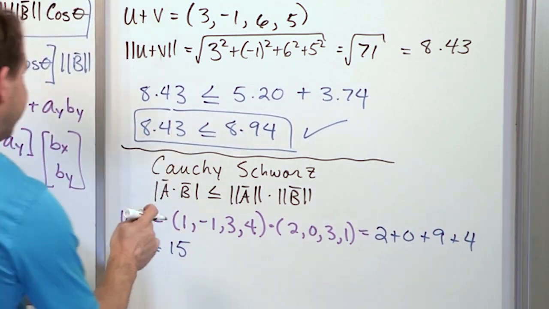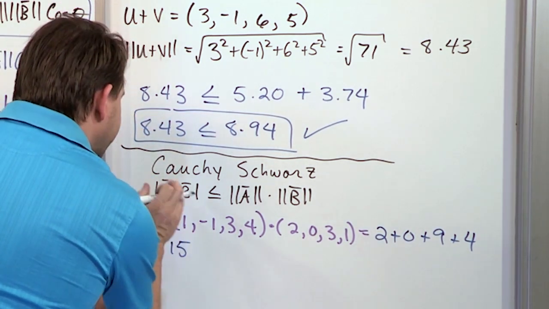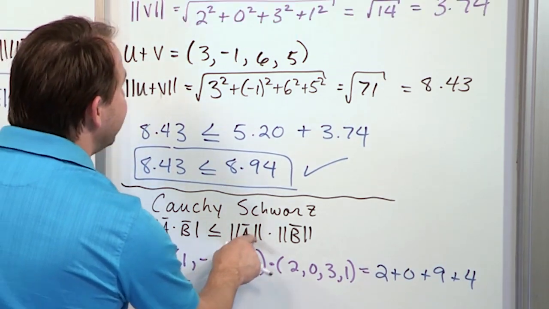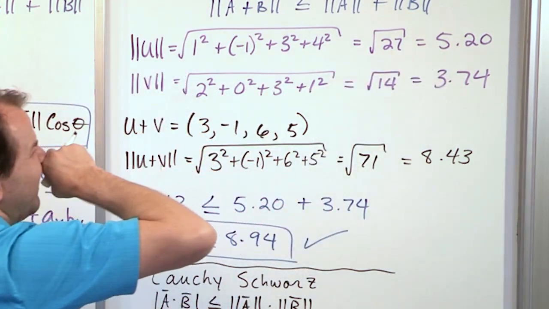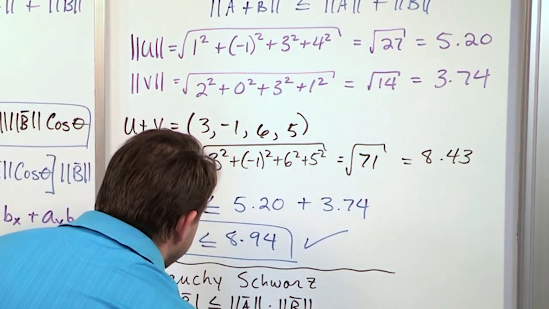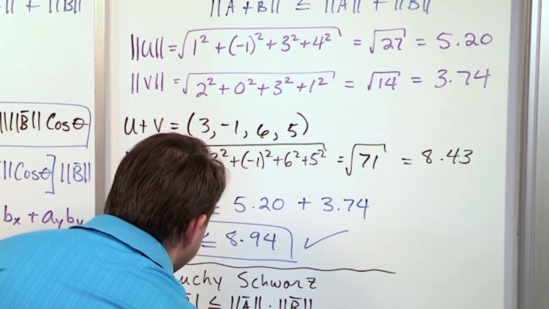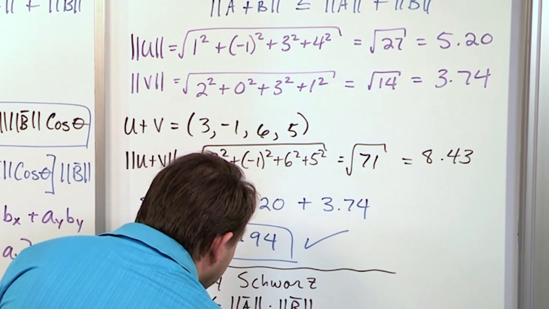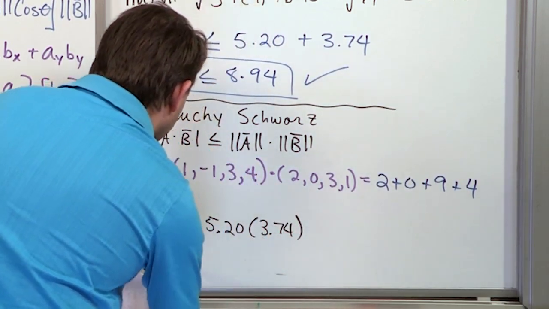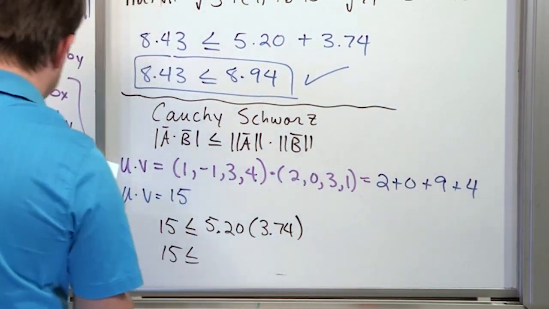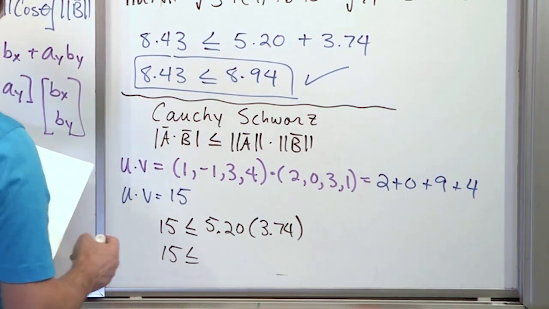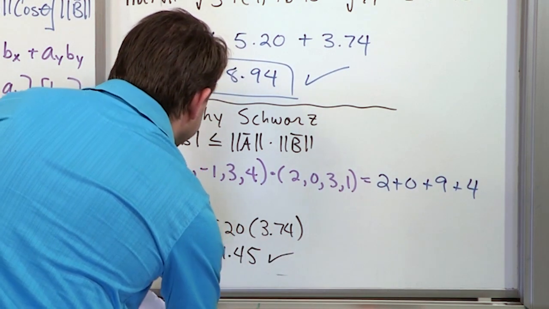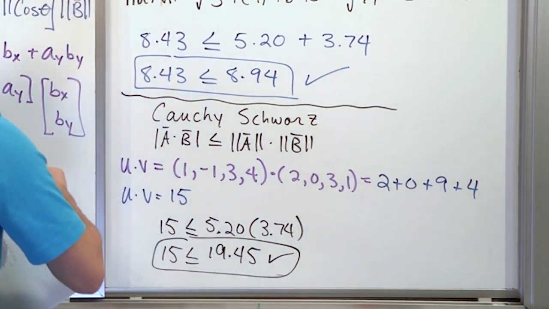So to verify that it's true, the dot product of the two vectors, when you take their absolute value, is 15. And we're claiming that it should be less than or equal to the magnitude of A, which is the magnitude of u, 5.20, times the magnitude of B, the other vector, which is 3.74. So what we're claiming is 15 is less than or equal to 5.20 times 3.74, which is 19.45. So it's verified. The number on the left is less than the number on the right.